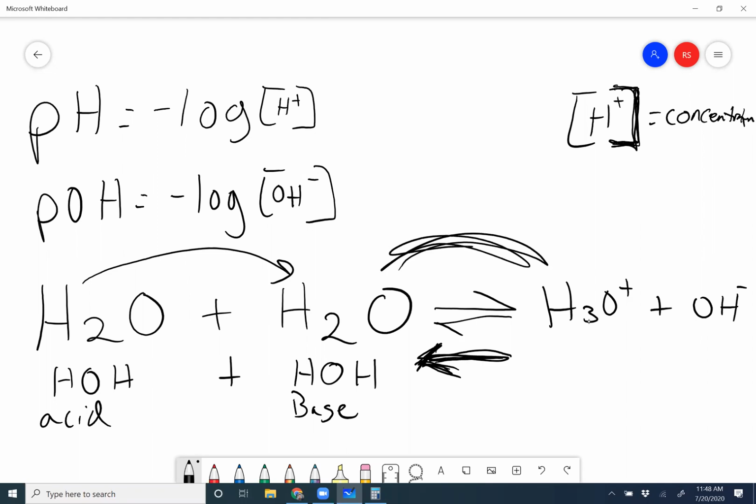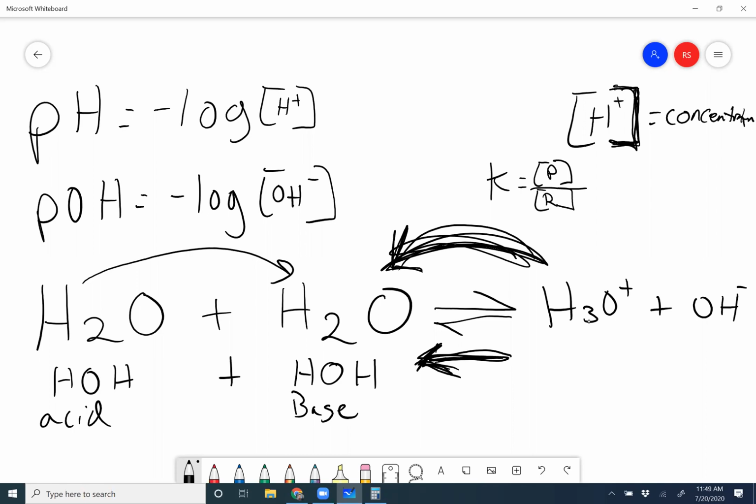But most everything is over here. Only a few things are going over here. And so the way that we describe that is we call it K, and we say that it's equal to the concentration of the products over the concentration of the reactants. It's a division problem.